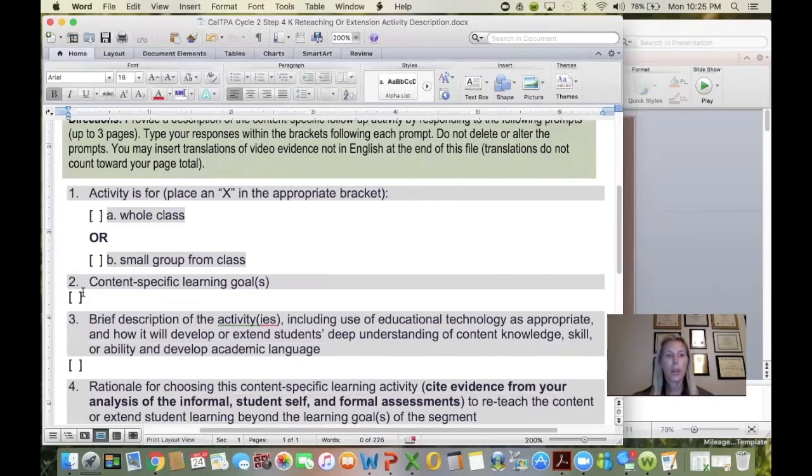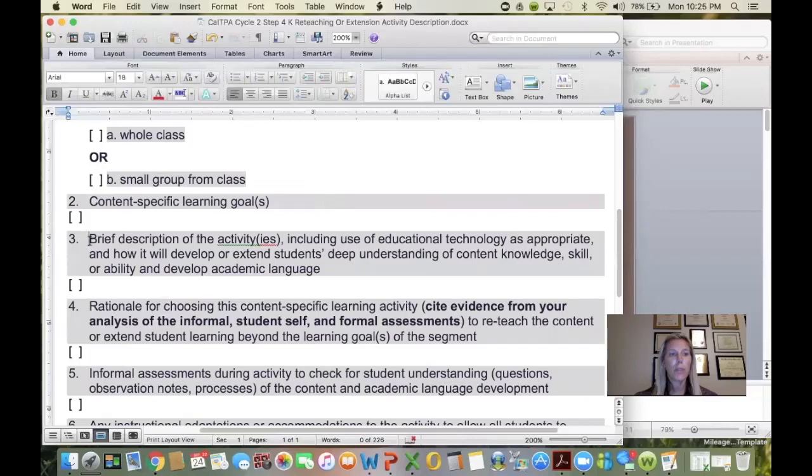And then you need to put in your content-specific learning goal. So whether it's an extension or it's a reteach, you need to put in what your learning goal is going to be. If it's a reteach, it may be a very similar goal to the lesson that you did previously, tied to that assessment that you used previously. Then it says here for 3, you need to put in a brief description of the activities, including use of ed technology as appropriate, and how it will develop or extend students' deep understanding of content knowledge, skill, or ability, and to develop academic language.